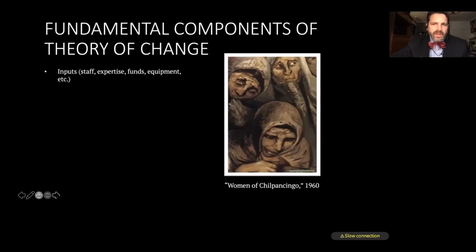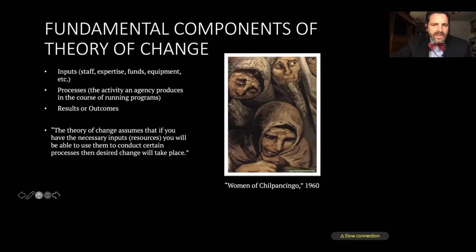So the components of a theory of change are, and these are very similar to a logic model, inputs. So it's the staff, it's your expertise, it's the equipment, it's really the stuff that goes into making a successful nonprofit run. Then the processes, the activities, the programs, the actual work that you're doing that makes this whole thing come together. And then we get into the results or the outcomes. And the theory of change assumes that if you have the necessary inputs and resources, you will be able to use them to conduct certain processes, and then the desired change or social impact will occur.